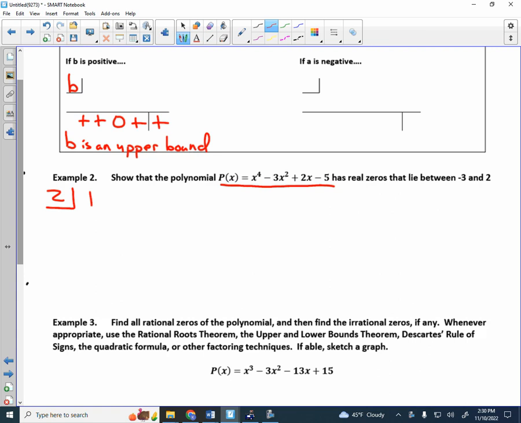We've got 1, 0, -3, 2, and -5. Drop the 1, 2, 2, 4, 2, 4, 8, 3.